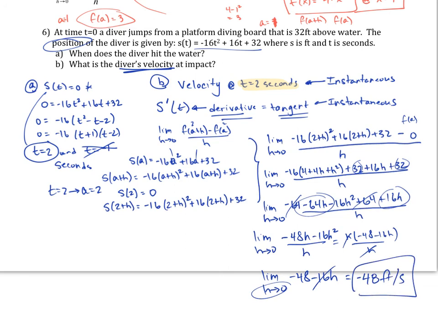And that is the velocity when the diver hits the water. So it's the instantaneous velocity at t equals 2 seconds. All right, so I will save the rest that we have. We're going to do a couple more examples in class, and I'll explain to you why you need to know this long version of the derivative.